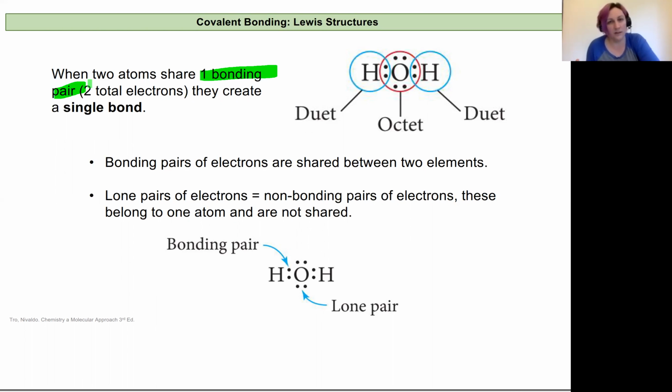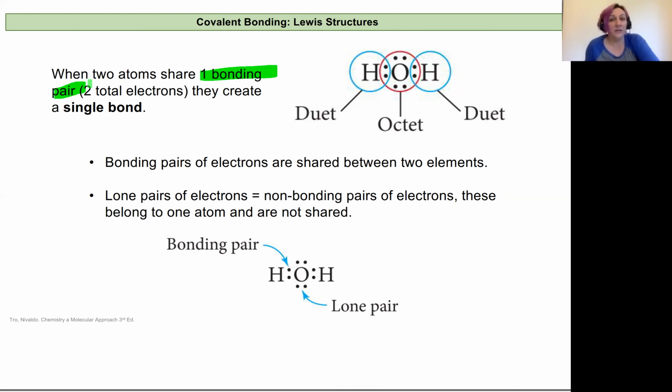It's not going to be one, it's not going to be three, it's going to be two. Now, a double bond, we'll talk about in triple bonds, that'll be 2, 4, or 6. But each bond is going to encapsulate two electrons, and that will create what we call a single bond. So bonding pairs of electrons will be shared between two elements. They're not shared within the whole molecule. These are valence electrons that are attracted to just those two nuclei, and so shared between them.